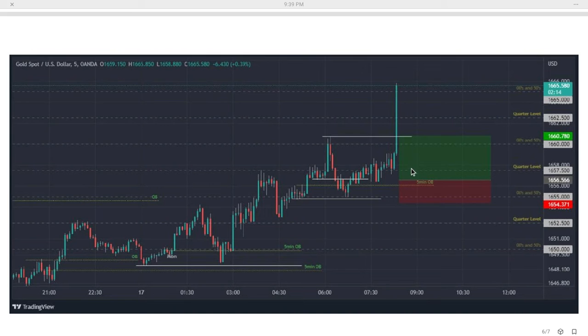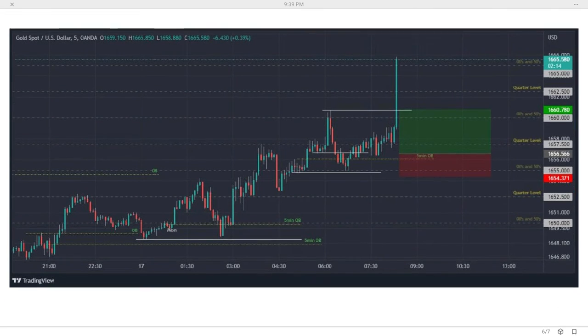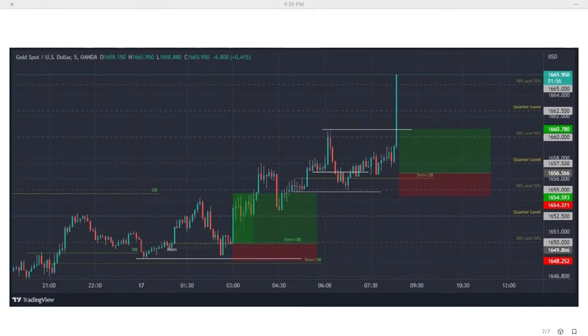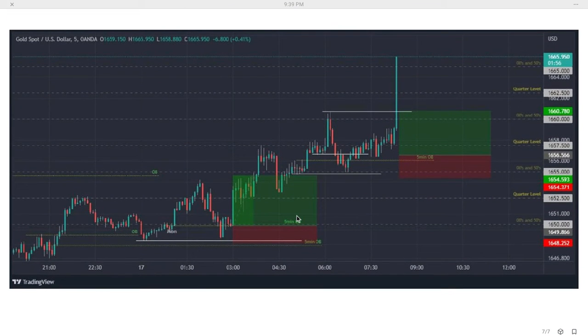And then price really shot up eventually. So taking a look at both of these trades, we have two magnificent trades playing out on this day. Now let's go to the chart.